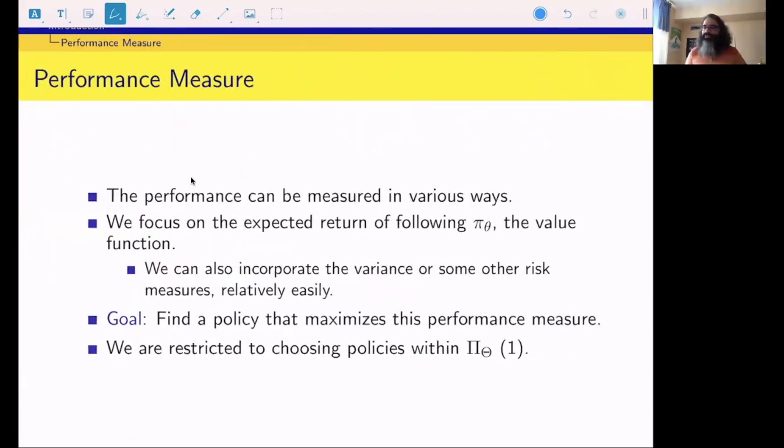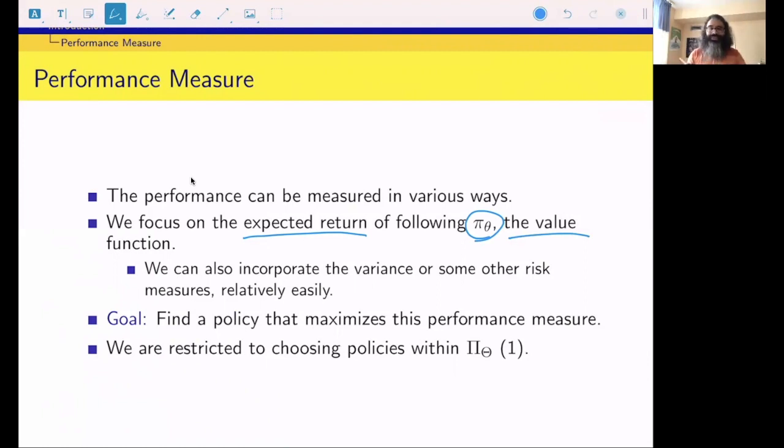Okay, so let's talk about performance measure. So what is the performance measure? This is basically what we want to maximize, by searching in the policy space. There are different ways that we can measure performance, but we focus on what we had before, which would be the expected return of following policy pi theta, which is essentially the value function of policy pi theta. So we want to maximize something related to the value function.